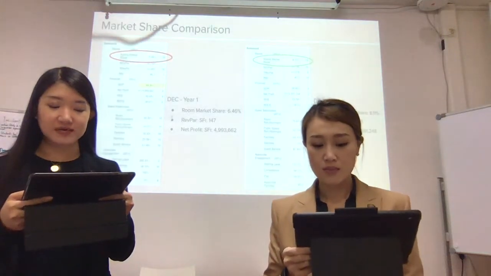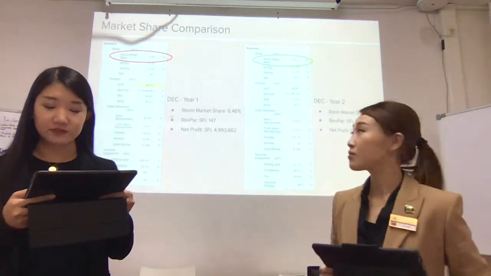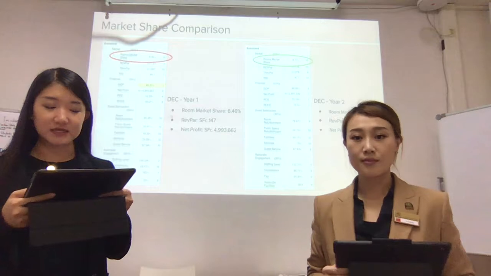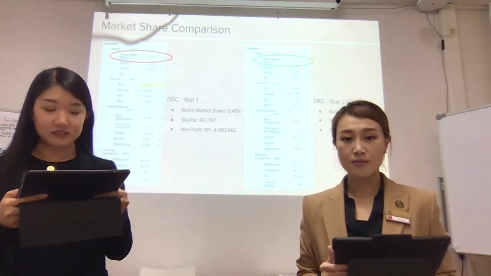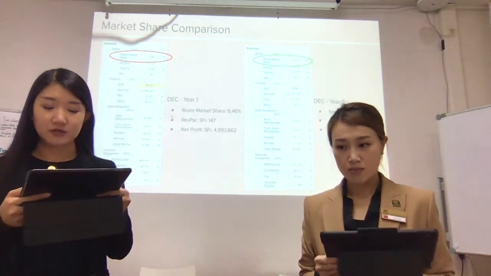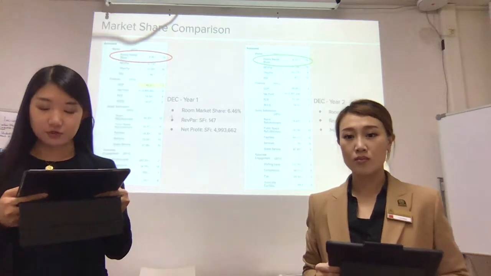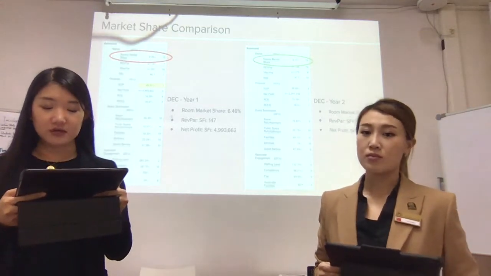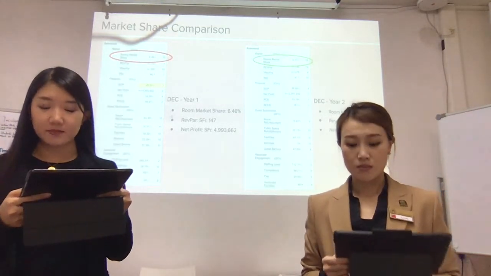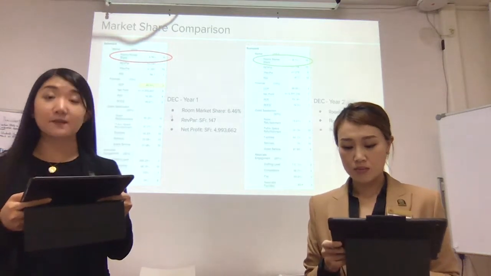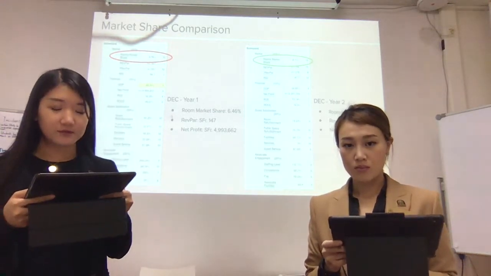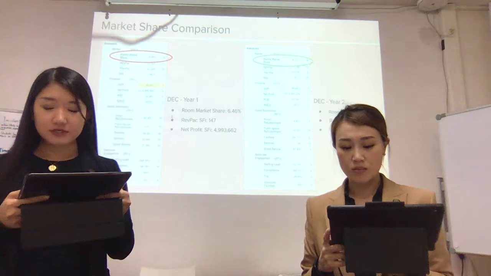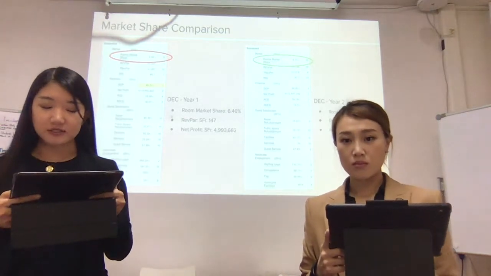By comparing the December results of year 1 and year 2 for the room department, applying the price elasticity strategy, we found that market share has shown an upward trend from year 1 to year 2. Market share is a tool used to give a general idea of the size of the company in relation to its market and its competitors. From the result, we can see that our hotel's market share rate increased by 2% compared with year 1.